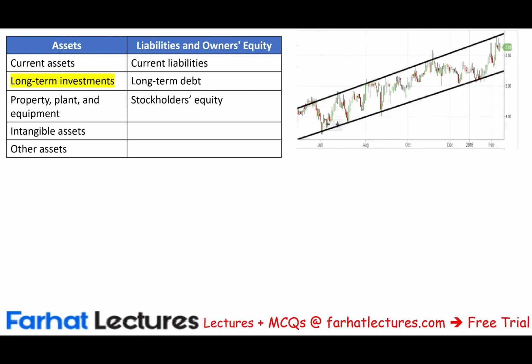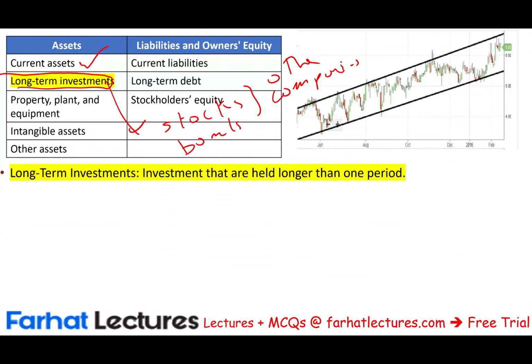Now we move from current assets, which we covered, to long-term assets, and now long-term assets to long-term investments. When you hear the word investments, it means we are invested in stocks or bonds of other companies. So we bought stocks and bonds of other companies. How do we value them? So we want to know, how do we value them?